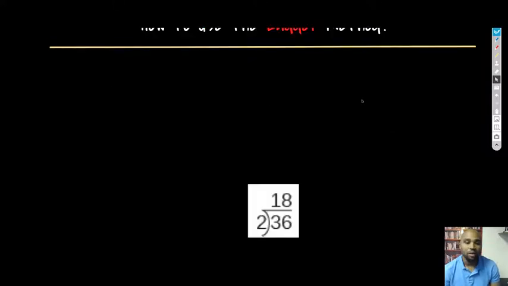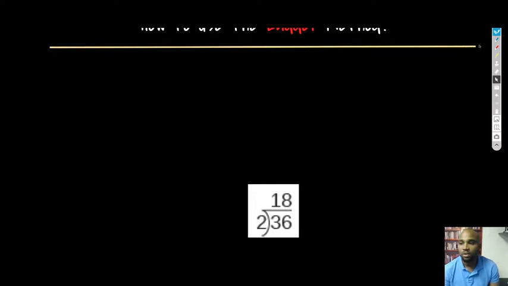This is called the ladder method. Not the ladder as in "I'll do this, I'll do that later," but a ladder method as if you're climbing up the rungs of a ladder. So what you'll do is take the smallest prime factor you can think of to divide a number.